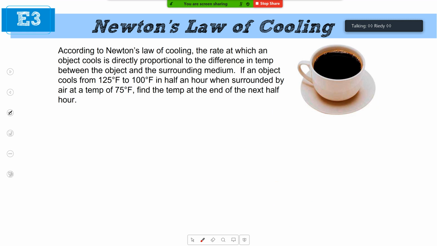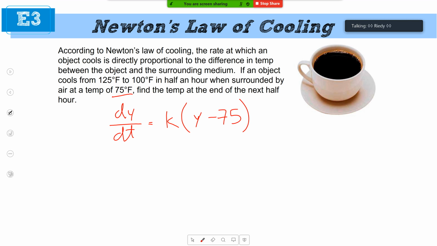Newton's law of cooling. This is one where you can't just apply the Pert equation because it doesn't work out that way, so you've got to be careful. Newton's law of cooling: the rate at which the object cools. Let's stop there. I'm going to use dy/dt, where y is the temperature of the object. I didn't use T because that would get confusing, unless you wanted to use a capital T, but even then that would be confusing. The rate at which an object cools is directly proportional to the difference in temperature between the object and the surrounding medium. That's a fancy way of saying the temperature of the object and the room it's in, which is a room of 75 degrees.